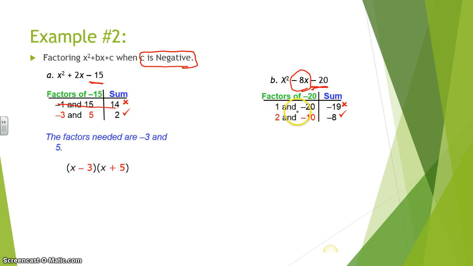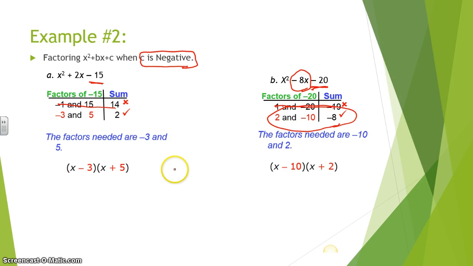So 1 and negative 20 gives you negative 20 when you multiply. When you add, you get negative 19. That's out. 2 times negative 10 is negative 20. When you add 2 and negative 10, that gives you negative 8. That works. So your two factors are going to be 2 and negative 10. Your final answer is going to be x minus 10, x plus 2.